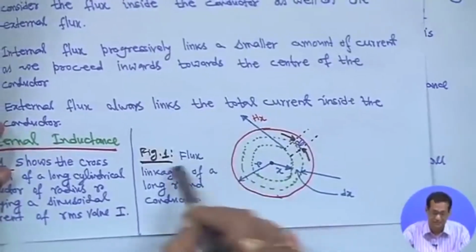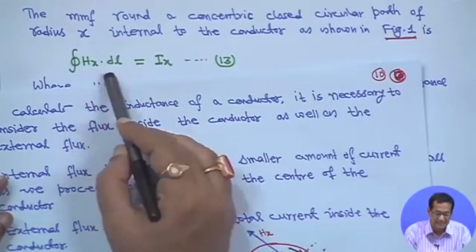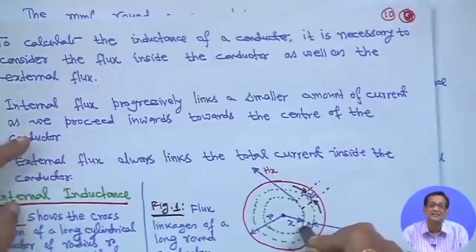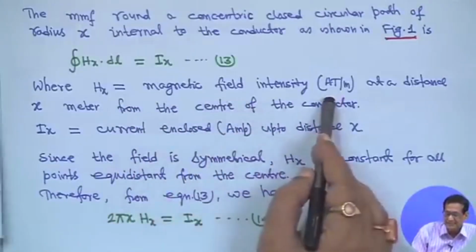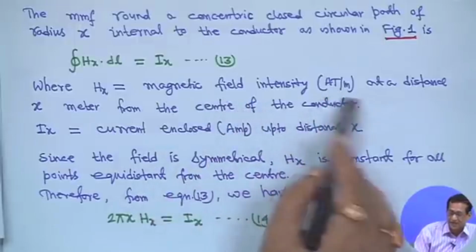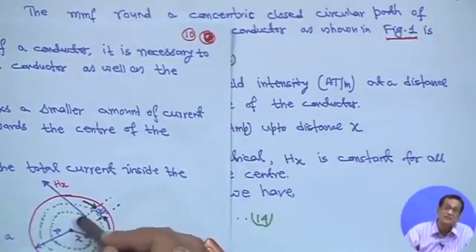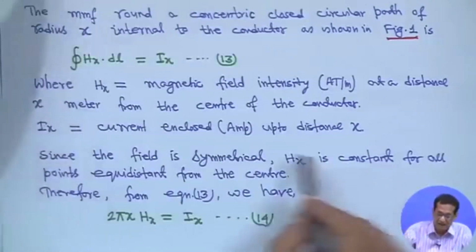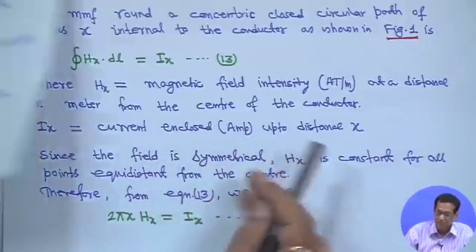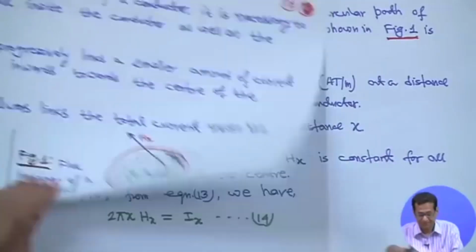So, this is figure 1, and therefore the loop integral can be written as the closed integral of Hx dl equals Ix. Suppose at a distance x the current is Ix, where Hx is the magnetic field intensity in ampere-turns per meter at a distance x meter from the center of the conductor, and Ix is the current enclosed up to distance x, in amperes.